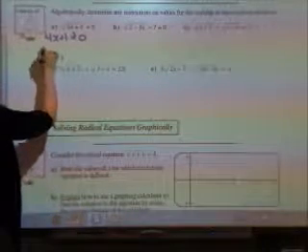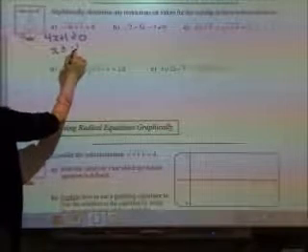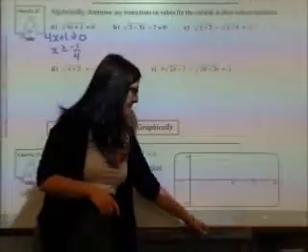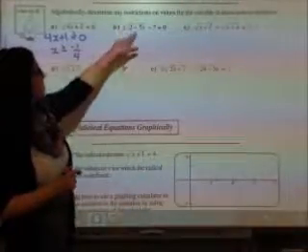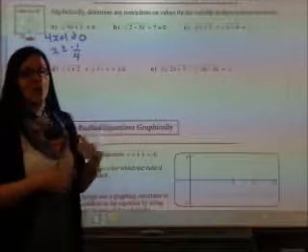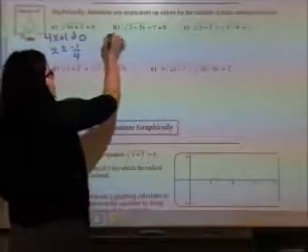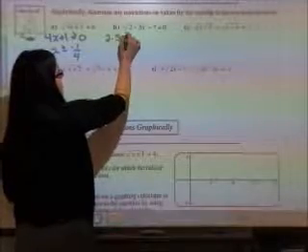Move the 1 over, it would become negative, and then I would divide by 4. I get -1/4. If I look at B, I have 2 minus 5x. The -7 is not underneath the radical sign, so it has nothing to do with my restrictions. My restrictions are simply what is underneath the radical sign.